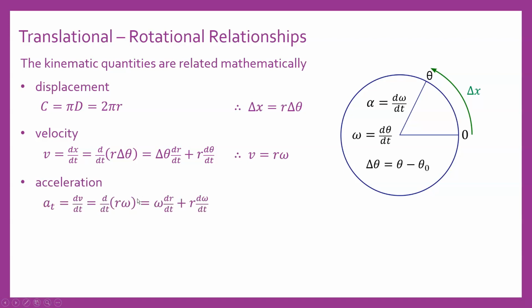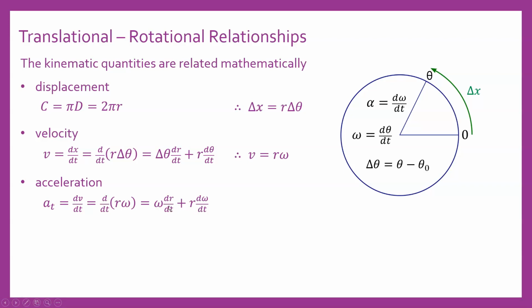Similarly, we can analyze the tangential acceleration. It is dv dt. We have a new expression for velocity. We plug that into the derivative, and we take the derivative of this expression with respect to time. We're left with these two terms.